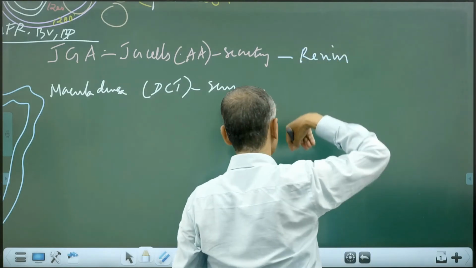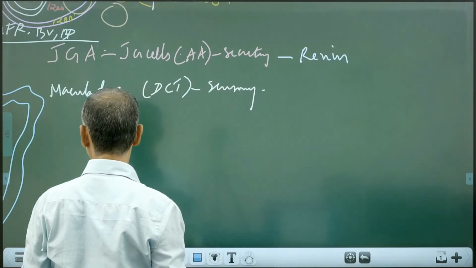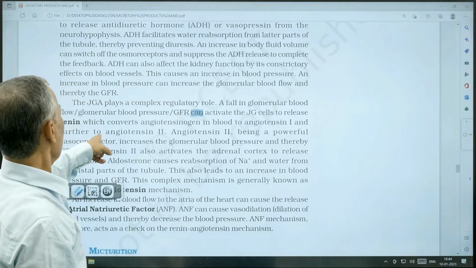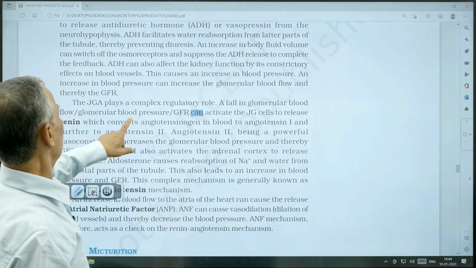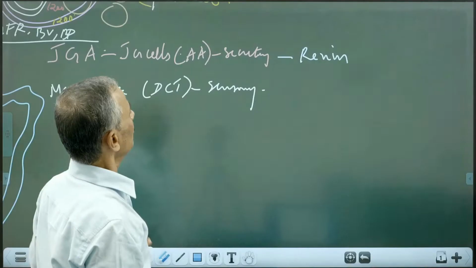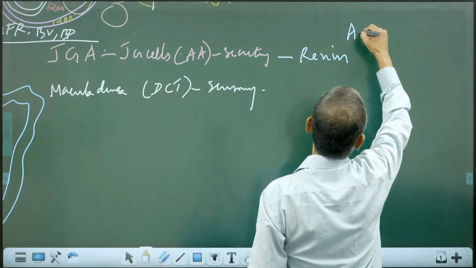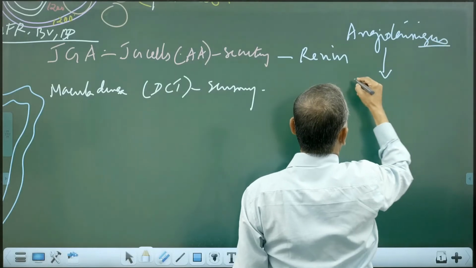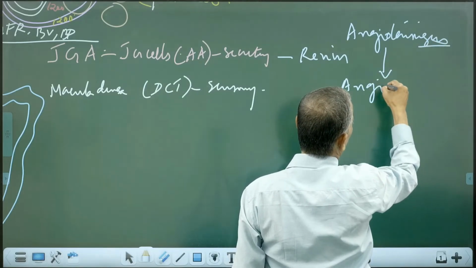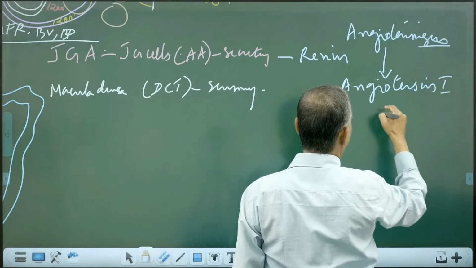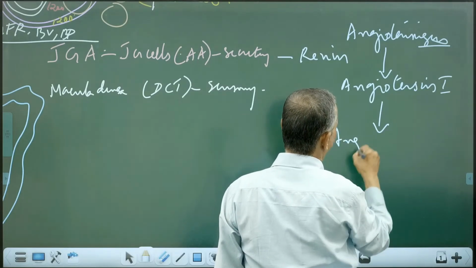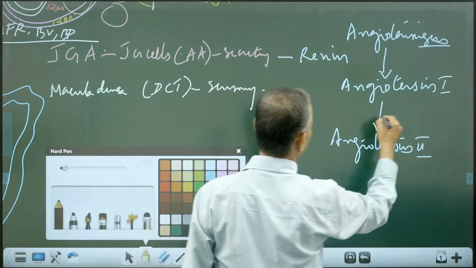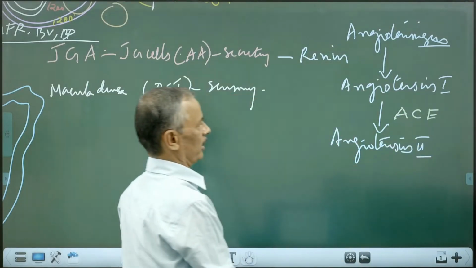We have a protein which is actually produced by the liver, called angiotensinogen. This angiotensinogen is produced by the liver. Angiotensinogen is an inactive precursor, converted into active angiotensin 1. Angiotensin 1 is converted into angiotensin 2. For that, there is another enzyme called angiotensin converting enzyme.